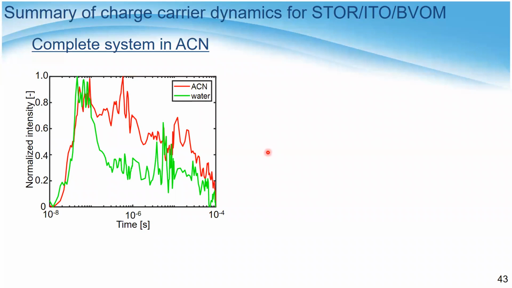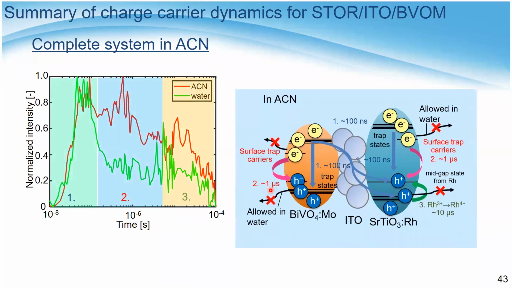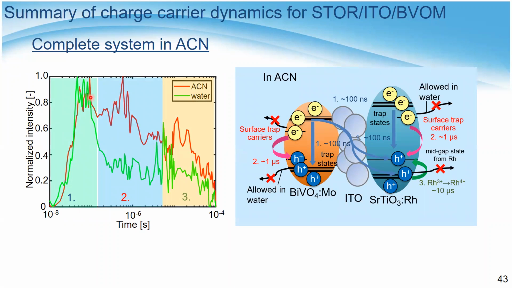So in the complete system in acetonitrile, we have 3 components like this. The first one is the intrinsic recombination process, which is not affected. The second process is due to the recombination, which is used if it's in water. And the third process corresponds to the rhodium state trapping, which is not good for water splitting.